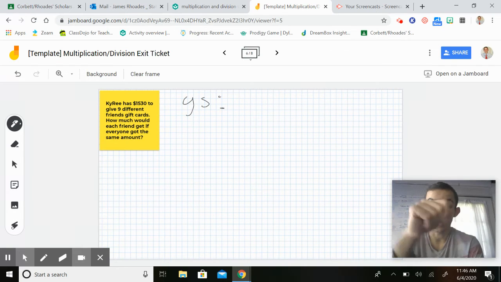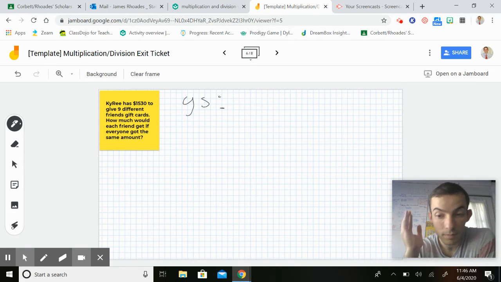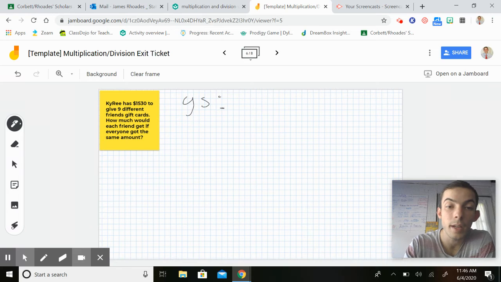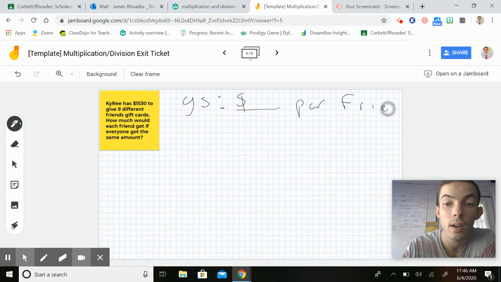How much would each friend get if everyone got the same amount? If we were in class, writing with pencil, we had a lot of space, we could say, each friend would get blank dollars, right? And you could do that here, but you might also paraphrase it, right? You could say blank with the dollar sign in front, blank dollars per friend. You could even say blank dollars each friend, however you want.